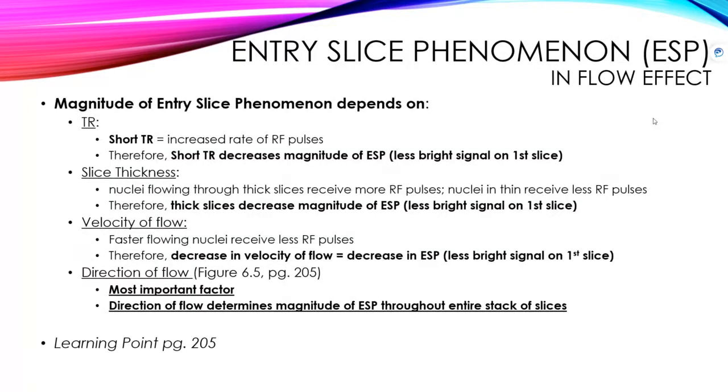Here's some more lists for you. So these are the things that determine the magnitude of the entry slice phenomenon. First of all, a short TR. The shorter your TR, the more likely you're going to have this entry slice phenomenon happening on the first slice. If your slice is thick, then you're not going to have as much entry slice phenomenon because the nuclei are going to receive more RF pulses in that slice, which is going to saturate them out. In thin slices, the nuclei are going to receive fewer RF pulses, so they're not going to get saturated out.